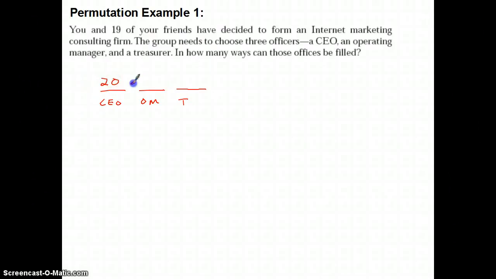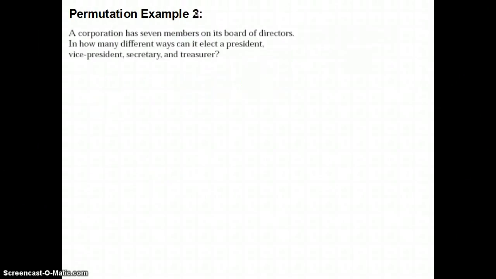But as soon as we pick that CEO, for the operating manager, we only have 19 people to choose from. And then the last one here, we have treasurer. We've already picked 2, so we have only 18 to choose from. So if we want to figure out the different possibilities we have, we would have to multiply. And we end up with 6,840 different ways we could choose those 3 offices with 20 different people. Let's look at the next one.